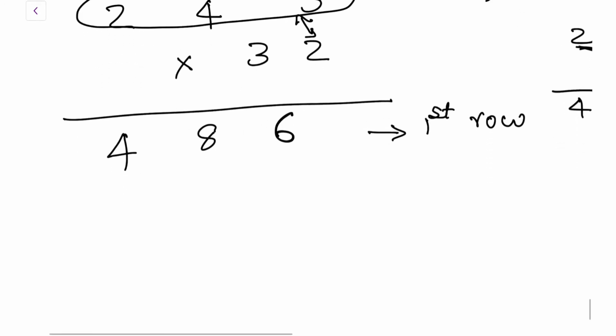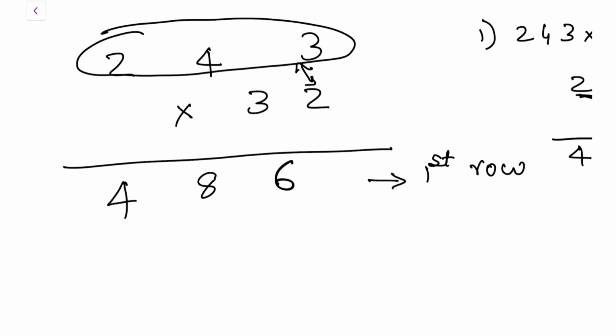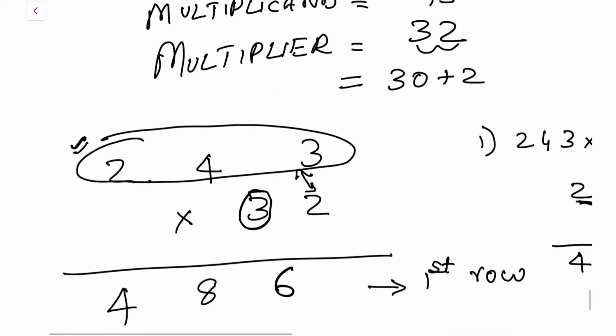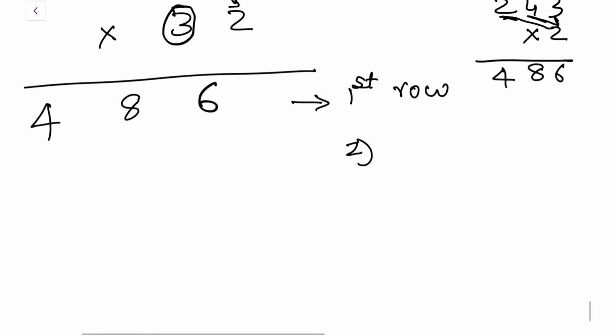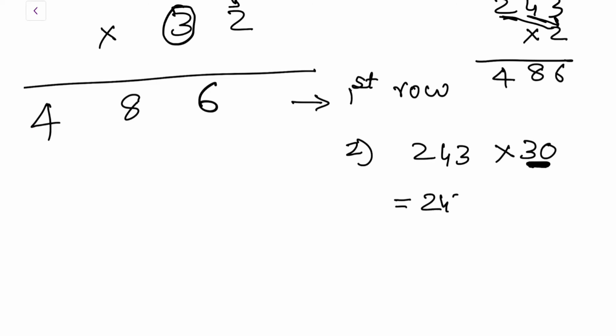Now the second step is for you to multiply 243 again, not with 3 but with 30. Remember, we've written it as 30 plus 2, so we multiply with 30. Okay, that's your second step. So you multiply 243 with 30. All right, how do we do that? Remember, you can break this into factors. 243 into 3 into 10. 30 can be written as 3 into 10.